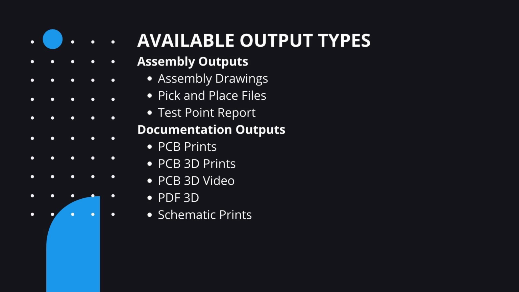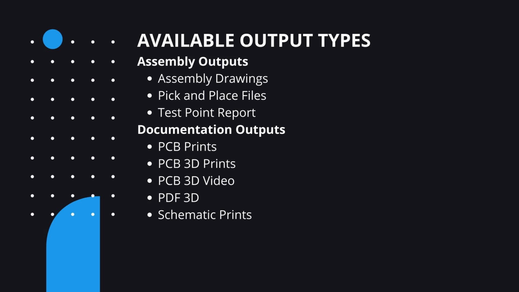Available output types. Because a variety of technologies and methods exist in PCB manufacture, the software has the ability to produce numerous output types for different purposes. Assembly outputs such as assembly drawings, wherein component positions and orientations for each side of the board. Pick and place files used by robotic component placement machinery to place components onto the board.